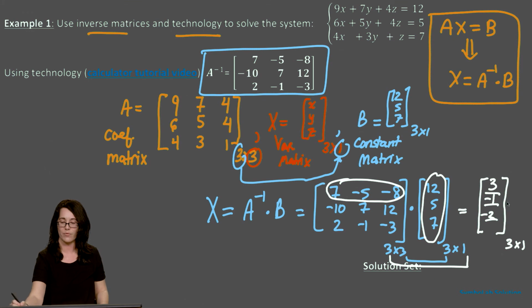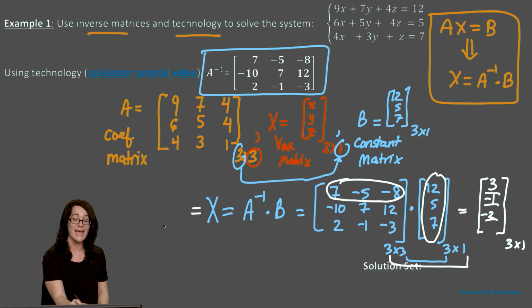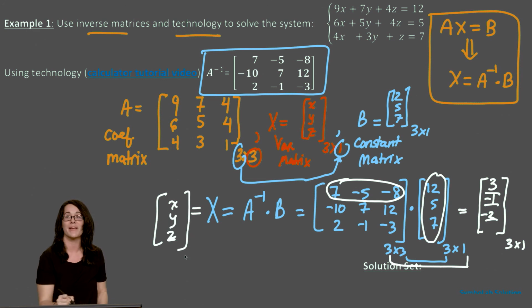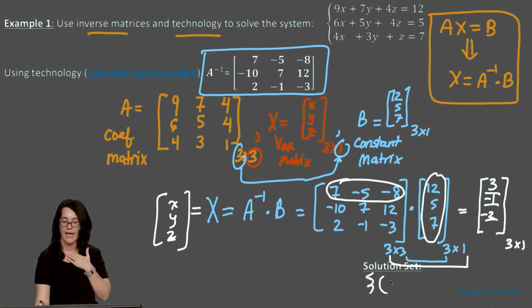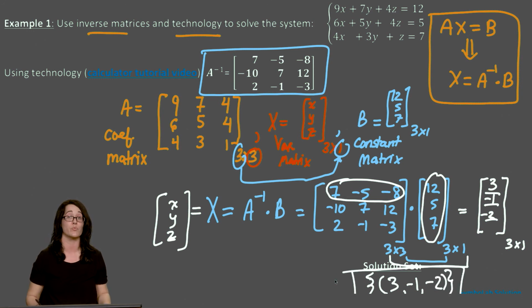What is that saying? Well, again, that's X, where matrix X was your variable matrix, little x, little y, little z, right? So that must be telling you that your solution set is the ordered triple when X is 3, when Y is negative 1, and when Z is negative 2. So there's only one place in space where those 3 planes are coming together. It's at that location. Okay. Again, technology is much faster than doing this by hand, but if you want the practice in your homework, feel free to make yourself do it by hand, okay?